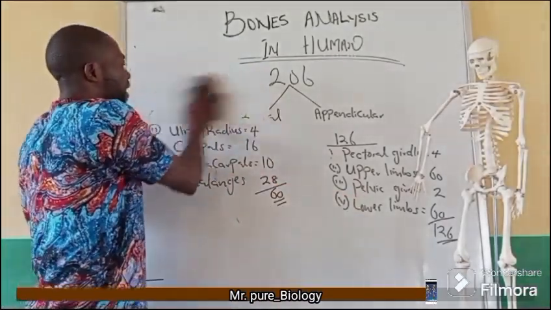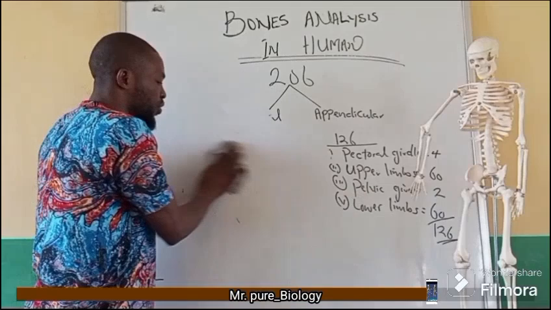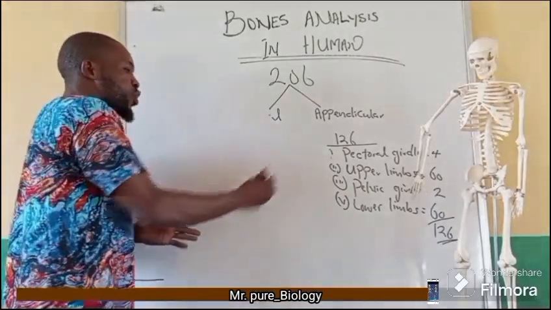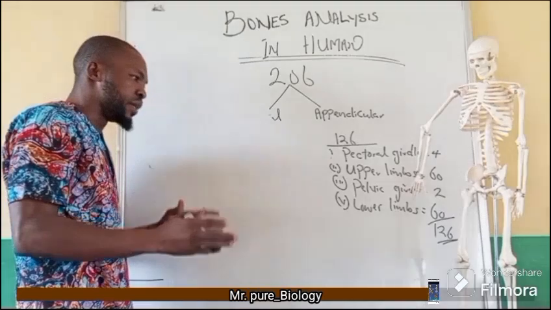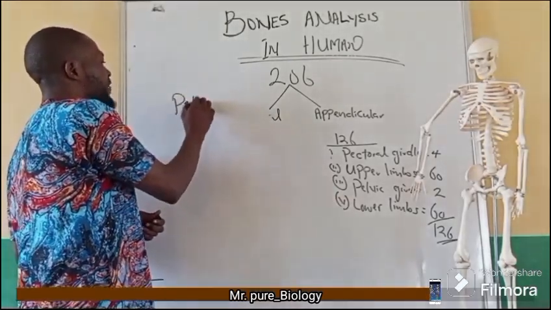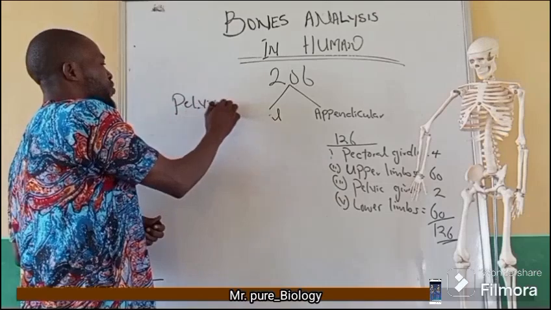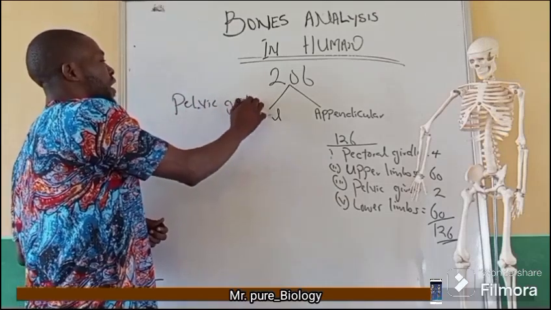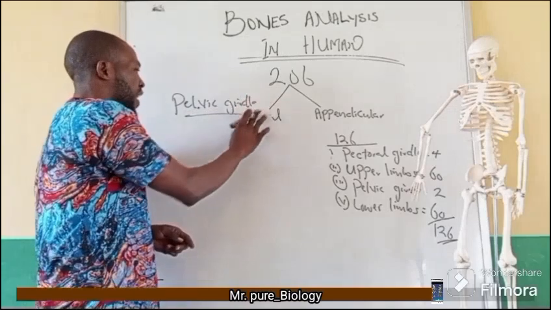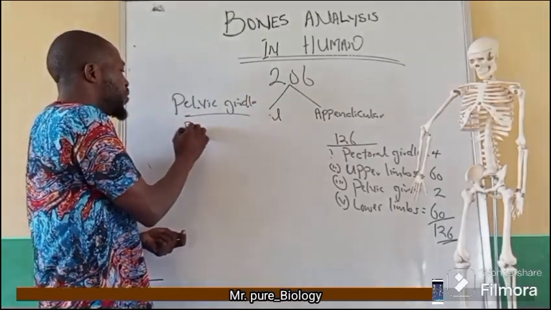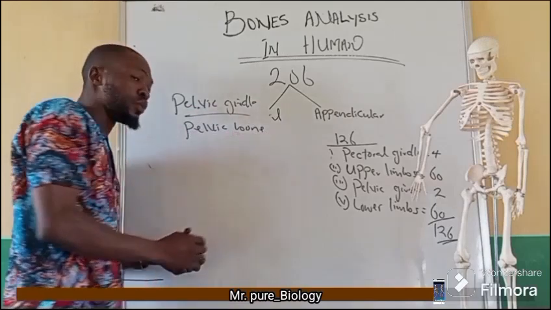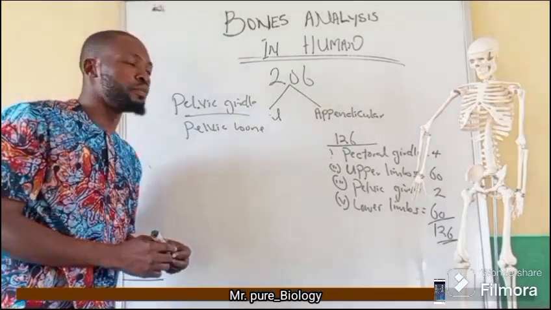On the issue of the pelvic girdle, as we have a pectoral girdle that provides a base of attachment for the upper limb, we also have the pelvic girdle that provides a base of attachment for the lower limb. For the pelvic girdle now, it is just 2 bones. There are 2 bones that come together that form what we call the pelvic girdle. And what are these bones? They are called pelvic bone. People normally refer to it as hip bone.